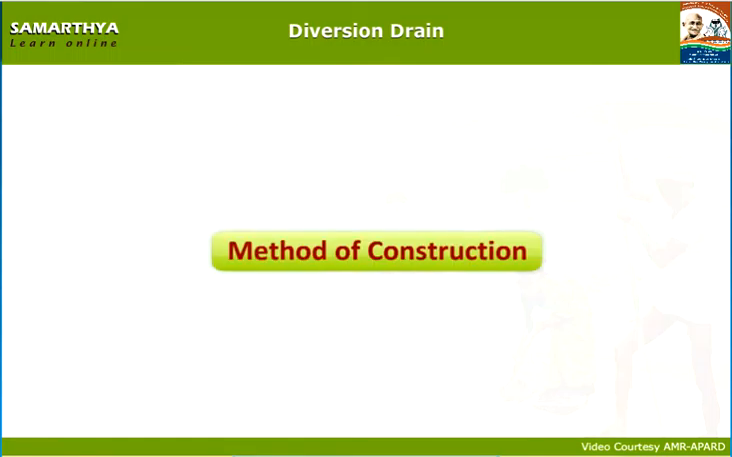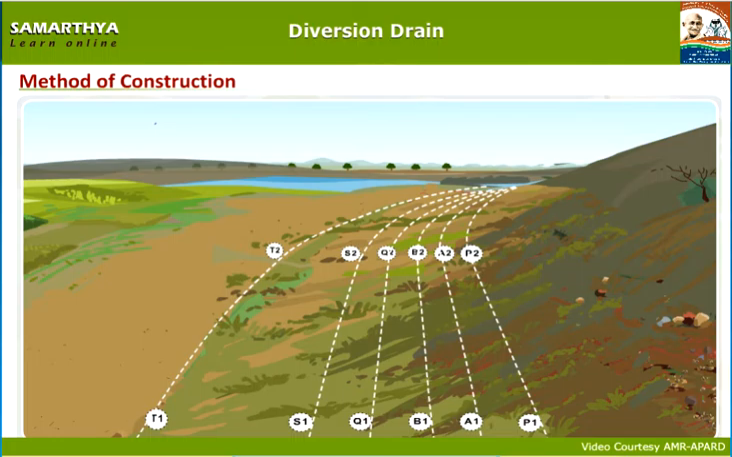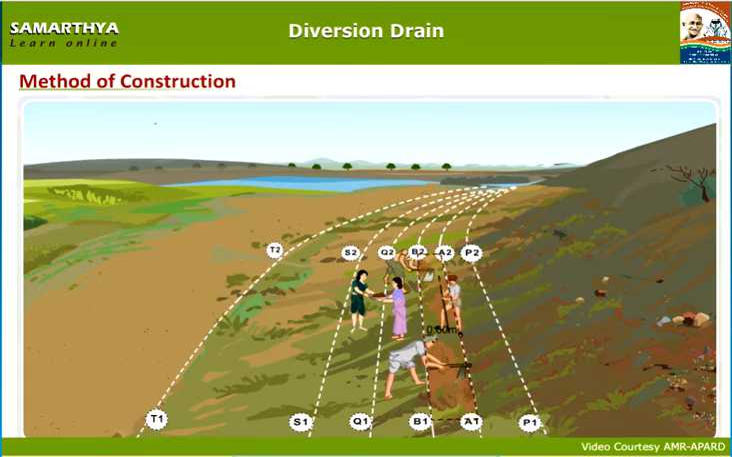Construction process of a diversion canal. First, let us know the construction process of a diversion canal. First, dig up to 0.6 meters depth in the middle part of A1, A2, B1 and B2, marking on all the four sides. The soil so dug out is to be deposited beyond the berm 0.6 meters, that is in the middle of S1, S2, T2 and T1.